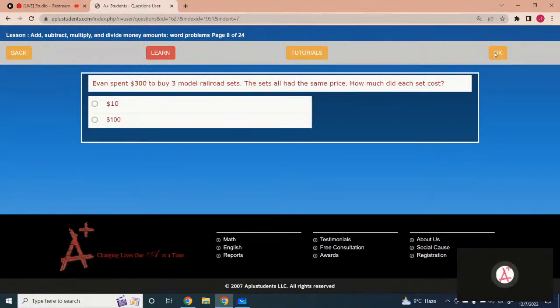Okay, Evan spent $300 to buy 3 model railroad sets. The sets all had the same prices. How much did each set cost? So again, you have to calculate the value of the unit, one thing. Got it? So whenever you have to calculate the value of one thing, you have to divide the given price by the number of the items. Got it? You have to divide 300 by 3, and that would be $100. Very good. It would be $100. Got it?